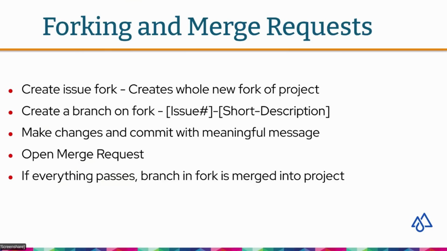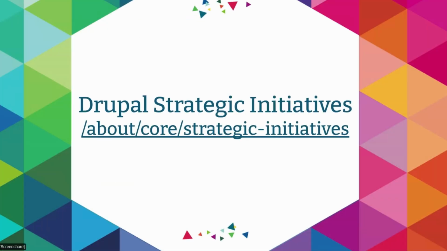Modern development workflow: we create a fork, a whole different fork of the project. We create a branch. Typically in Drupal, we have the issue number that we're working on and a short description. That's our branch name. We make changes. We commit with a meaningful commit message, not just 'fixed bugs.' You want to tell what you did. You open the merge request, and if everything passes, the branch and the fork is merged into the project. Like, that's the golden light of it, right?